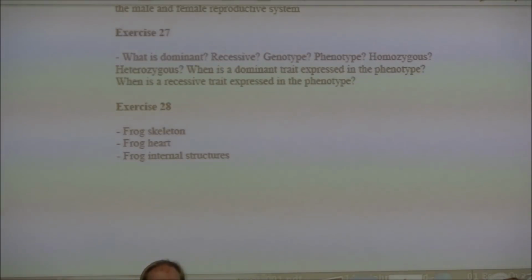Then exercise 28, pretty self-explanatory. Frog skeleton, you will see the actual skeletons that we had in lab. The pictures that we did, okay? Frog heart. There will be a pin through a frog heart. You need to tell me, is it left atrium, right atrium, or the ventricle? And then frog internal structures. So your frog anatomy list and the pictures that we did during review.